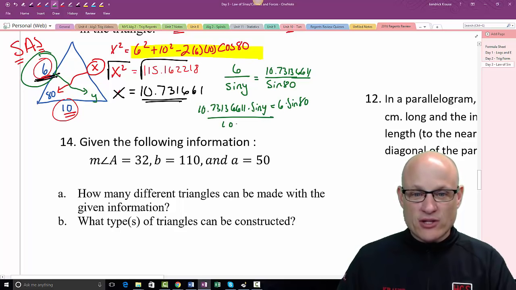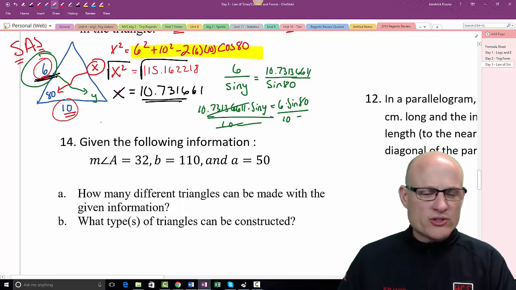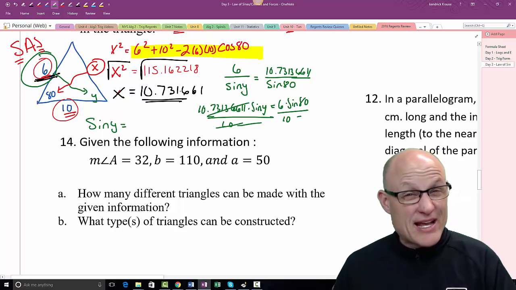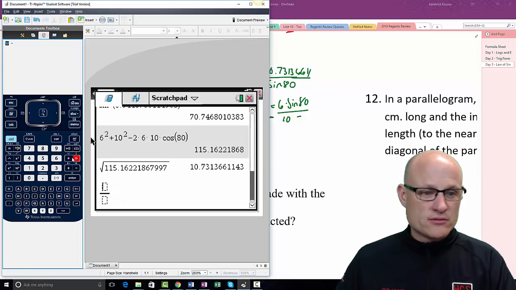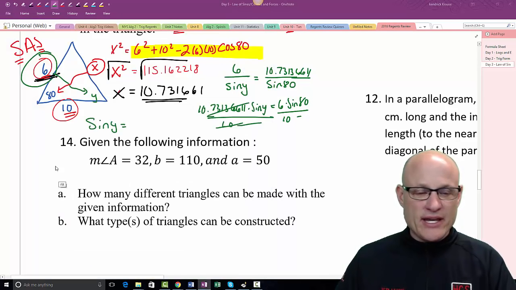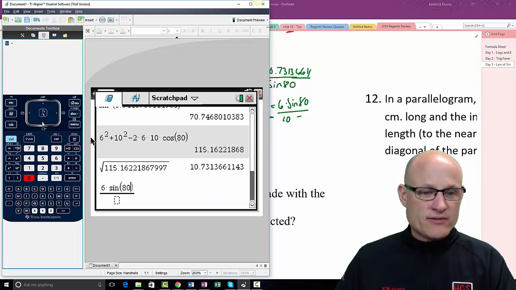Divide by this obnoxious number. Now what you're going to end up with is sine of y equals something. Now remember, the last step when you're looking for an angle is always inverse. So I'm going to do 6 times the sine of 80 divided by this. Doggone it.